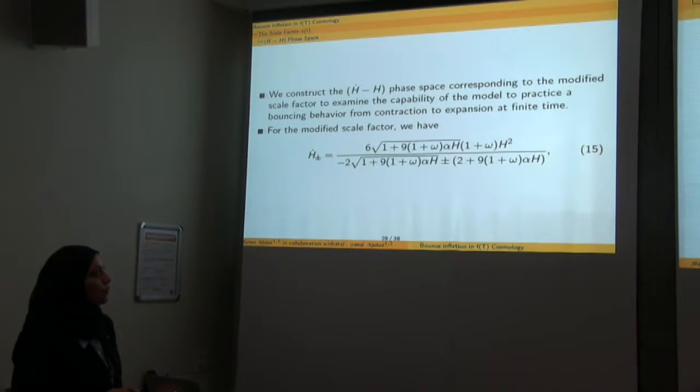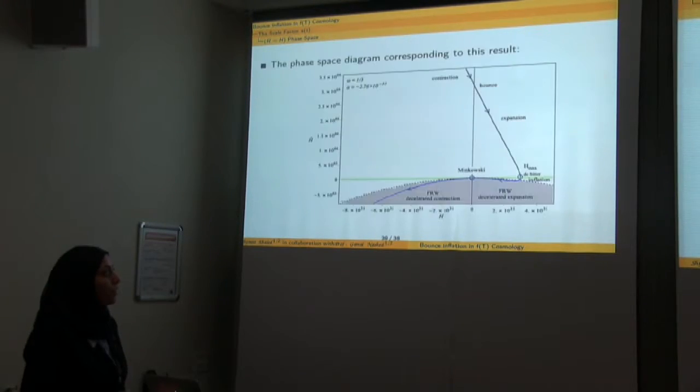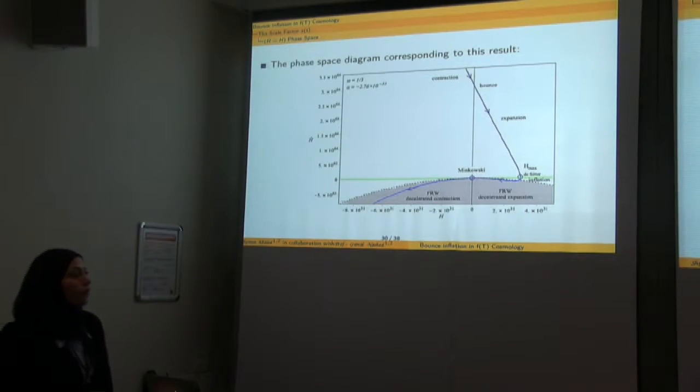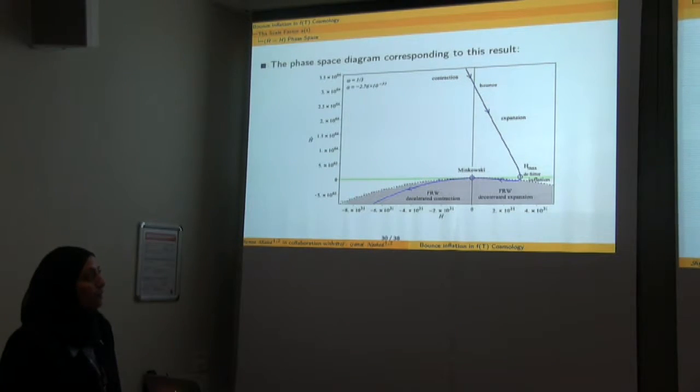Okay, we construct the H-Ḣ phase space to examine if this model is able to transition from a contraction to expansion at a finite time. For the scale factor, we have Ḣ in this form, and this is the H-Ḣ phase space for our modified scale factor. It shows we can transition from a contraction to expansion area at the bounce time t, which is a finite time, and transition from a decelerated area to an accelerated area to a decelerated area.